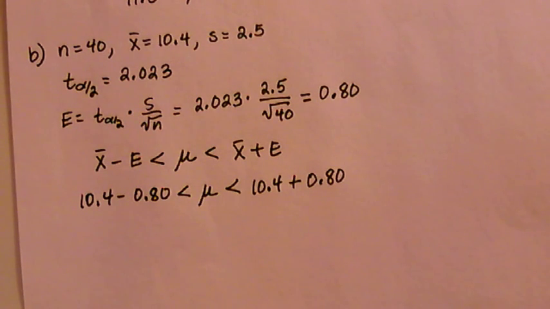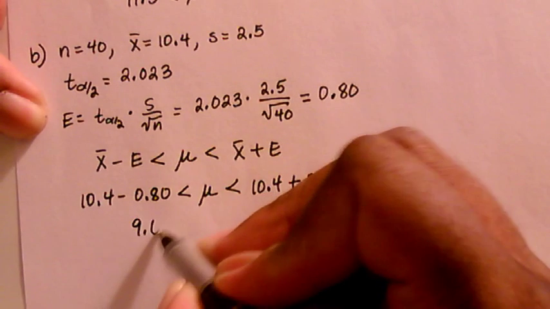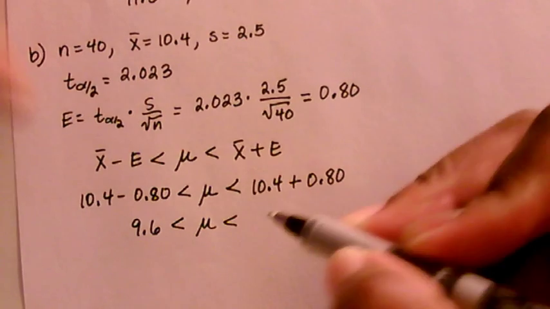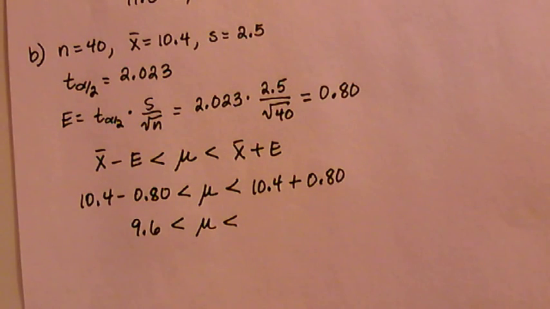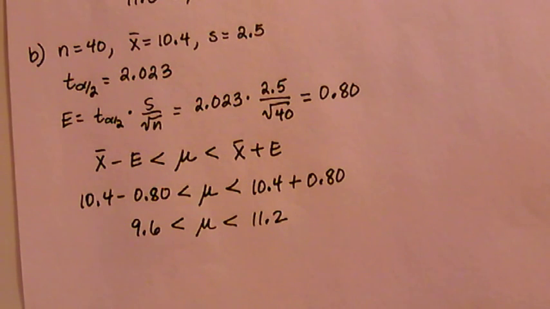And then we subtract and then add. 10.4 minus 0.80 would be 9.6. That's less than mu, and less than 10.4 plus 0.80 would be 11.2. Okay. So if we were to interpret this, that means we can say that we are 95% confident that the mean pain score for patients given the sham treatment is between 9.6 and 11.2.